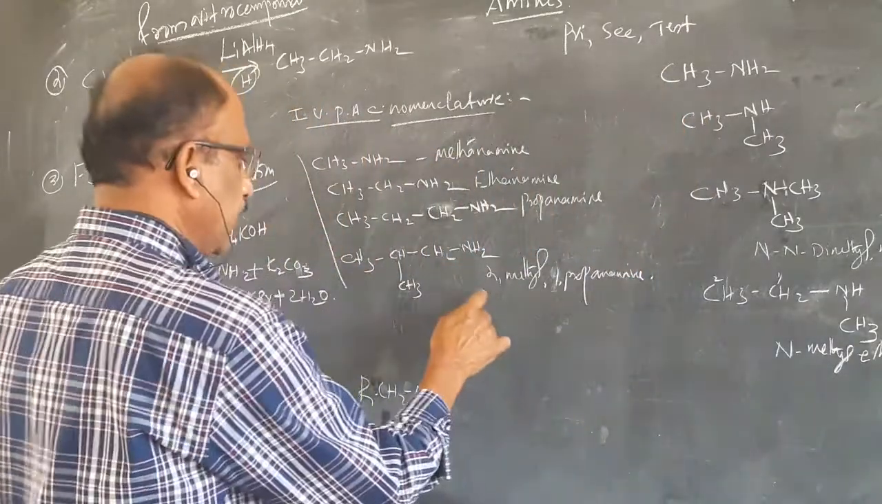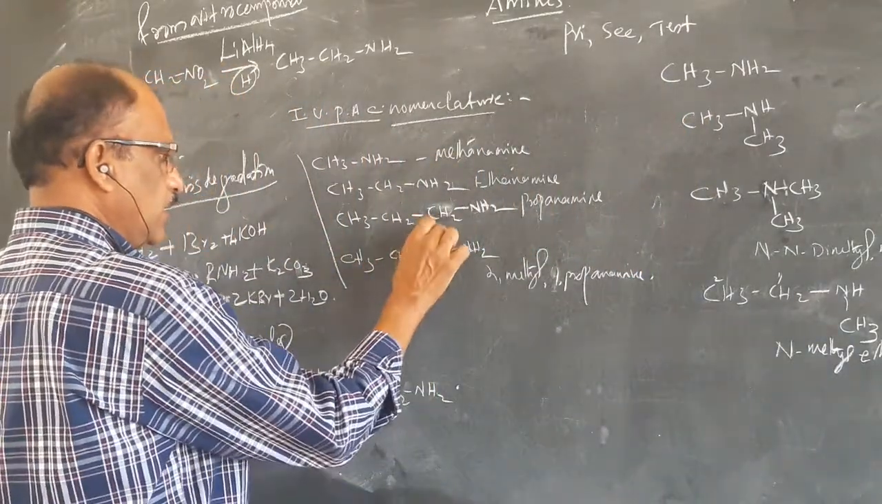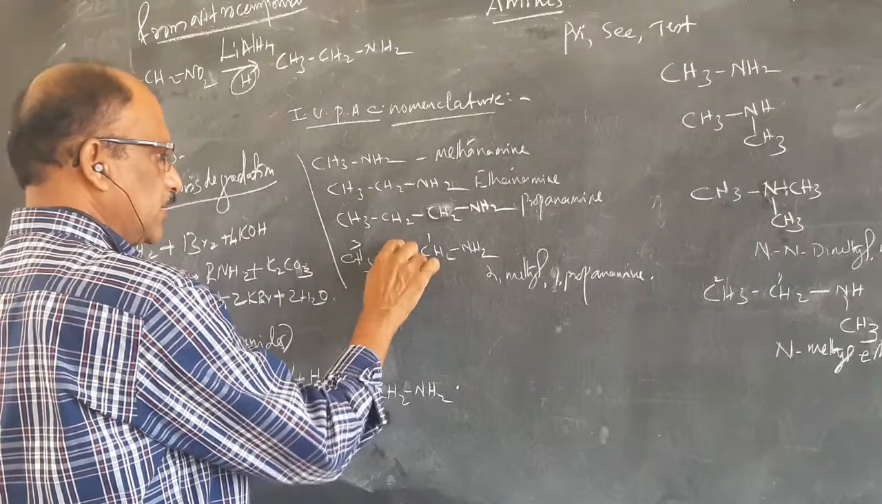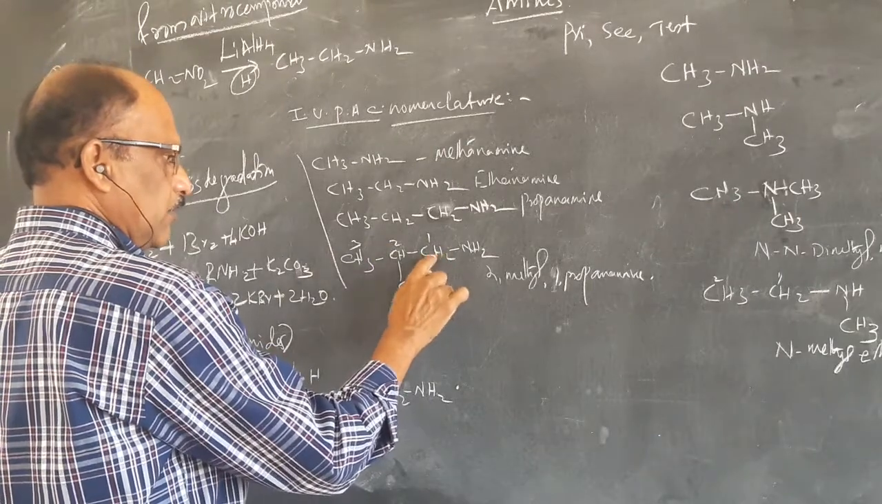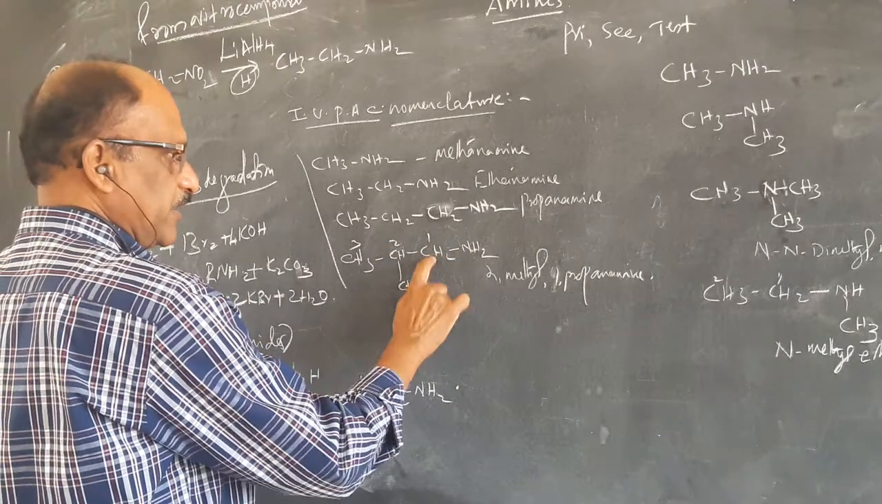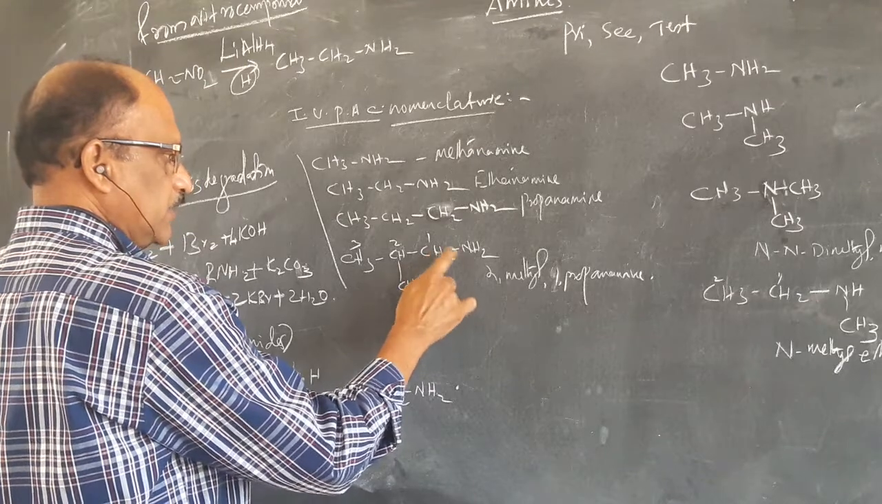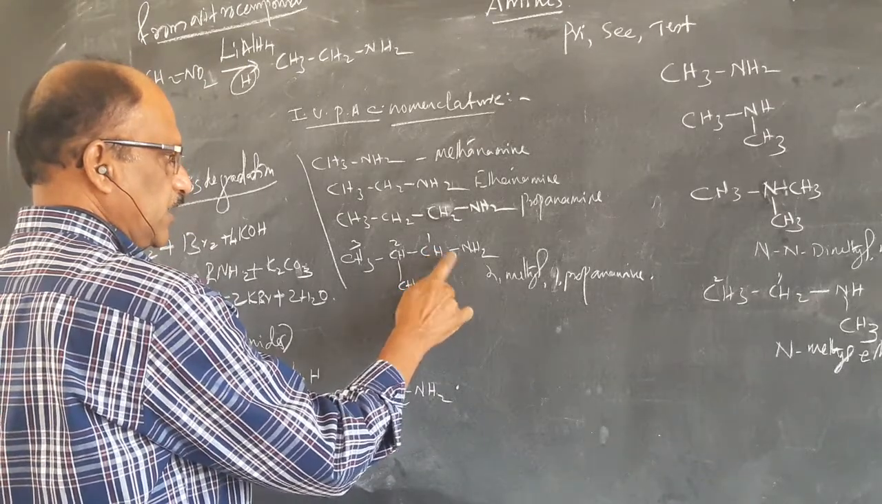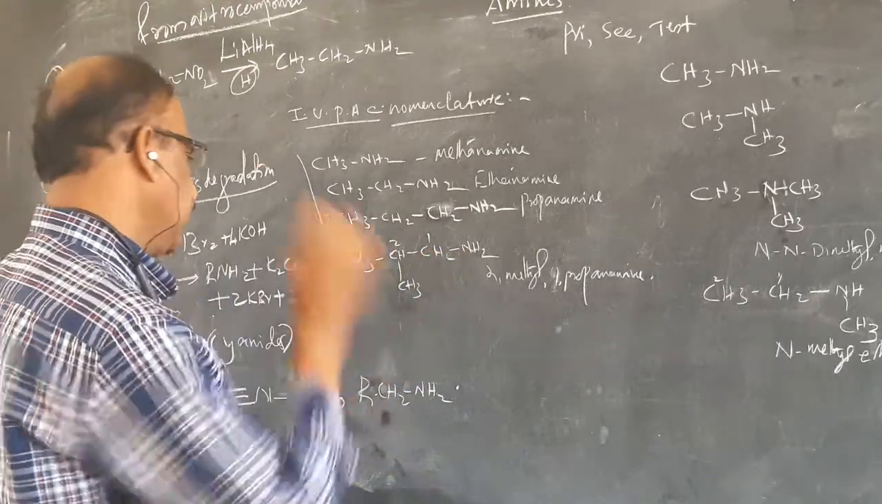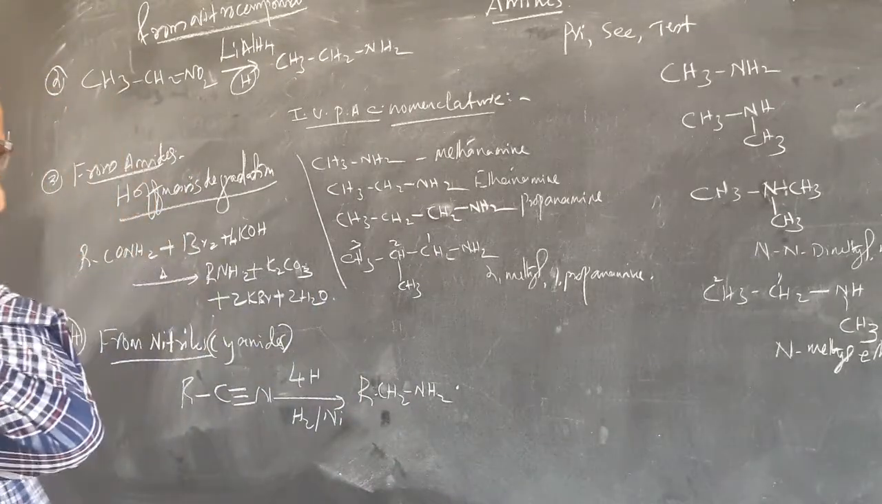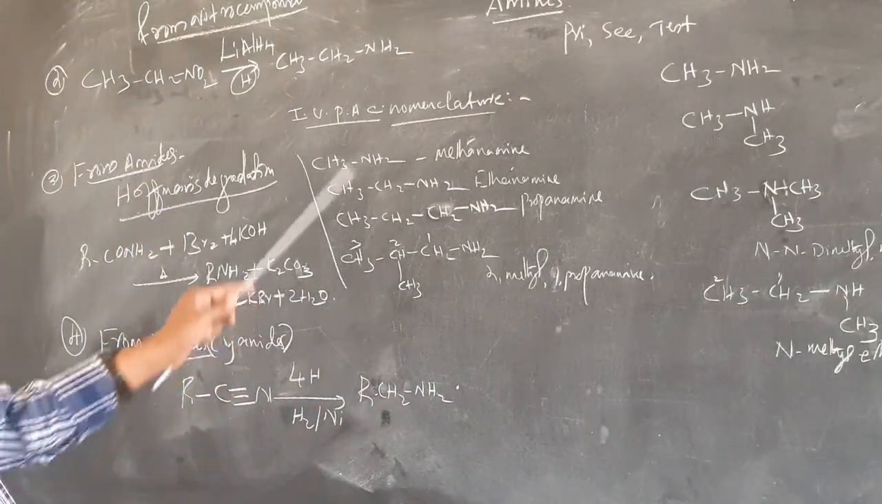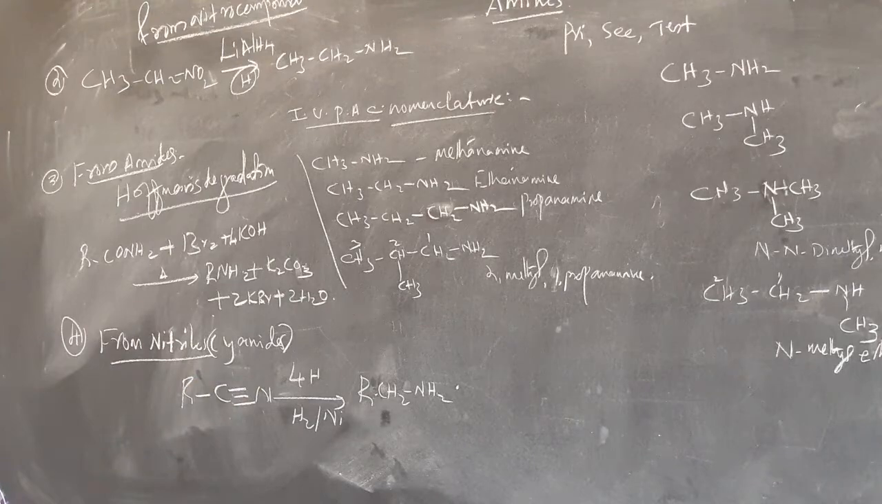In this case, you can say 2-methyl, 1, 2, 3, 2-methyl-1-propanamine. Here the amino group is connected to the first carbon atom, so therefore you can say N-methyl-1-propanamine. You have to mention the group like that.